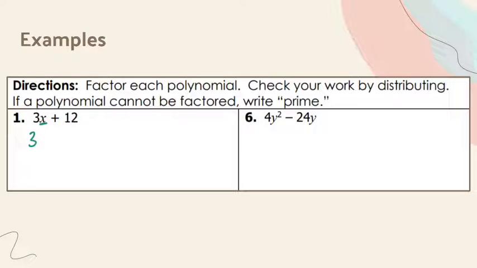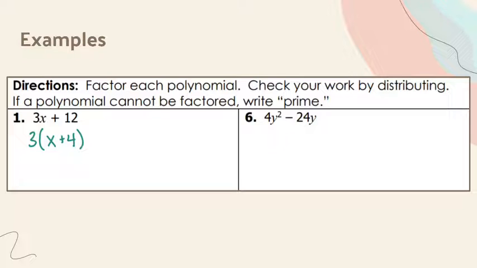Now, we have an x here, but there's no x here. That means we cannot take x out. X is not a common factor. So now we want to look at what's left. If we distributed 3 to something, what would we have to distribute it to get 3x? Just x. And then what would we have to distribute 3 to get positive 12? It would be positive 4.